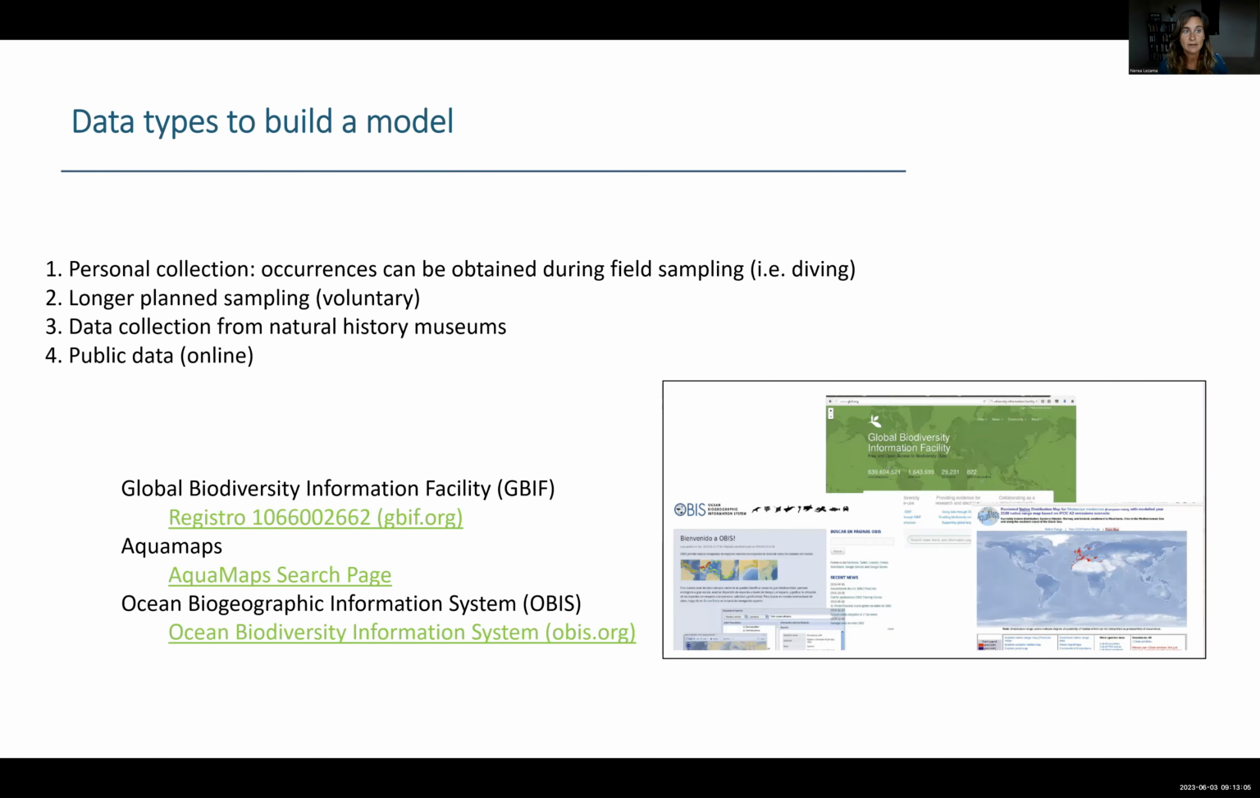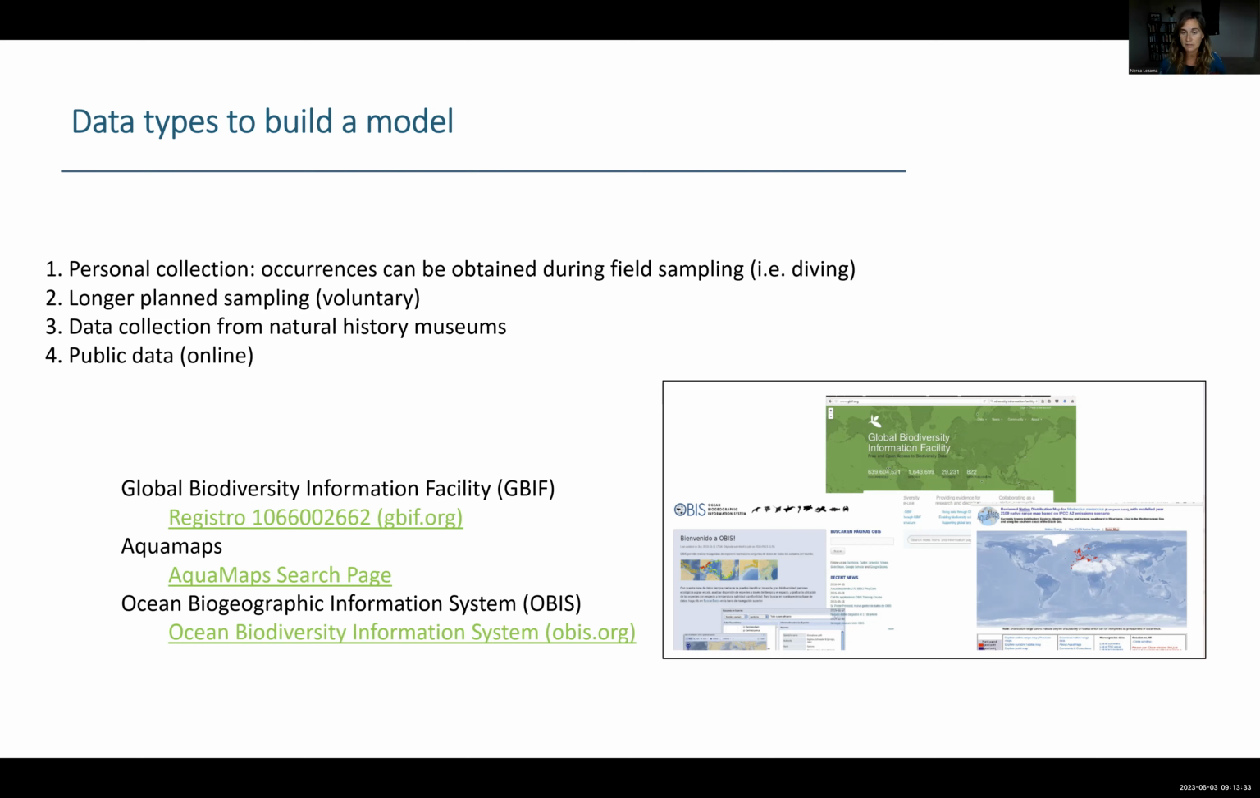We can use different kinds of data to build a model. We can get personal collections, like occurrences that can be obtained during field sampling. For example, I have friends working in the Maldives with Monterey, so every time that they go diving, they can take the data and the position of the animal. We can also get some data from longer-term sampling, like from volunteers, from museums, and basically what we use is also to get data online.